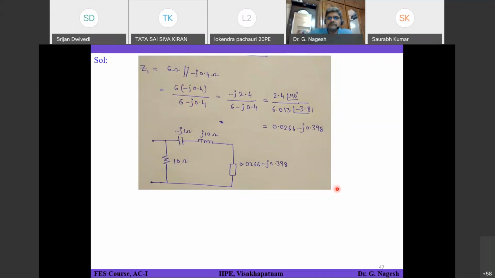Okay, it's simple multiplication and division of complex numbers only. If you do that, you are getting a real part of 0.0266 minus j0.398. So that is the equivalent of this parallel combination. You have got this one, and you have to add these two to this thing.